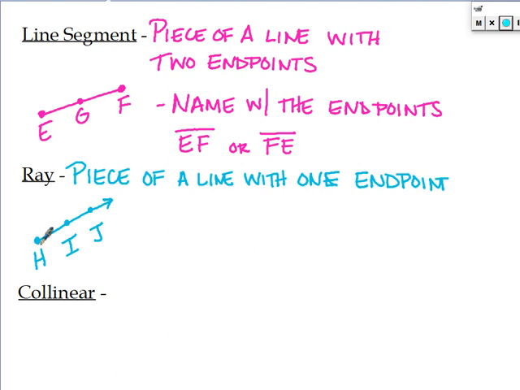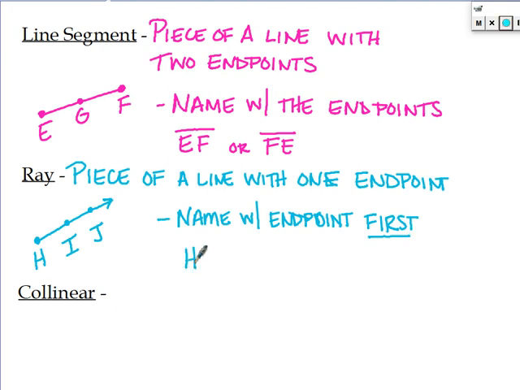So now when you're naming this, rays are the toughest ones to name. Okay, you have to start with the endpoint. So you name with the endpoint first. Oops. Told you my board's acting kind of weird today. So all the time you want to name with the endpoint first. So in this case, H would be first. Then I could use I or J. You can use any other point on there. So I could make it HI or HJ. And then you put your little ray symbol on the top. Okay? Even if it's not pointing in that direction.